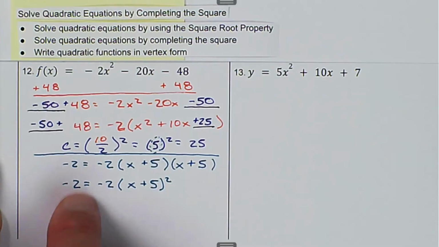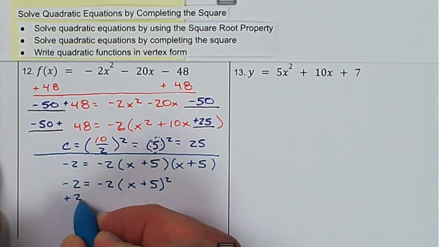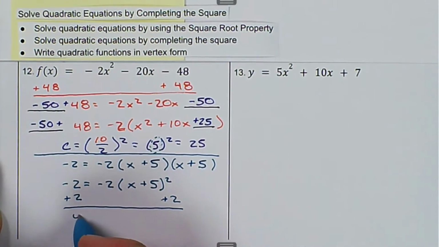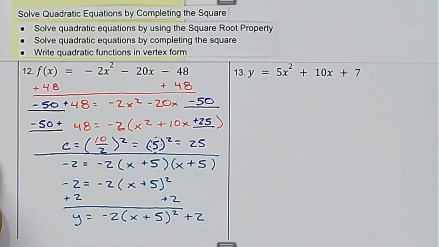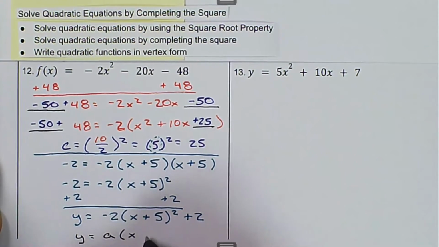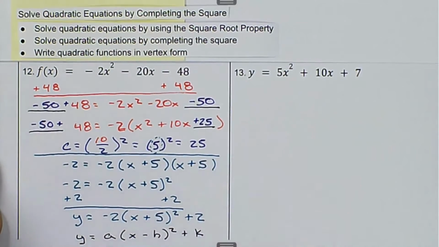In order to get in vertex form, we want to have the left side equal to 0. So we have negative 2, so we're actually going to add 2 to both sides. And then we'll represent this with y equals negative 2 times the quantity x plus 5 squared plus 2. And then our vertex form is y equals a times the quantity x minus h squared plus k, where (h, k) is our vertex.